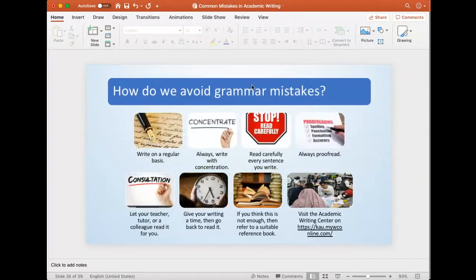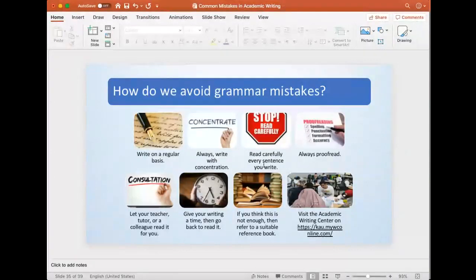So these are some general advices on how to avoid grammar mistakes. First of all, write on a regular basis. Try to write as much as possible. You might read and write at the same time. This is a good strategy. Try to summarize what you have read. Always write with concentration. So focus on what you write.